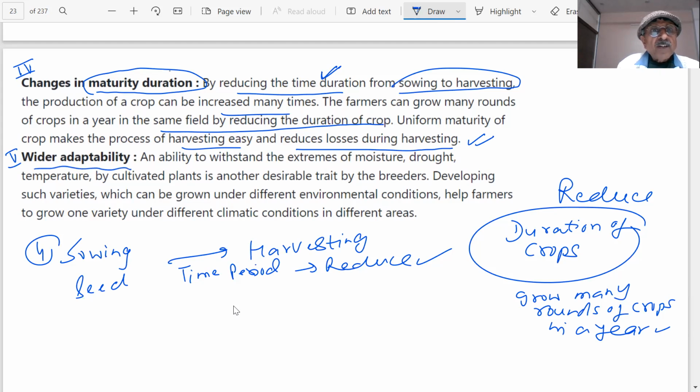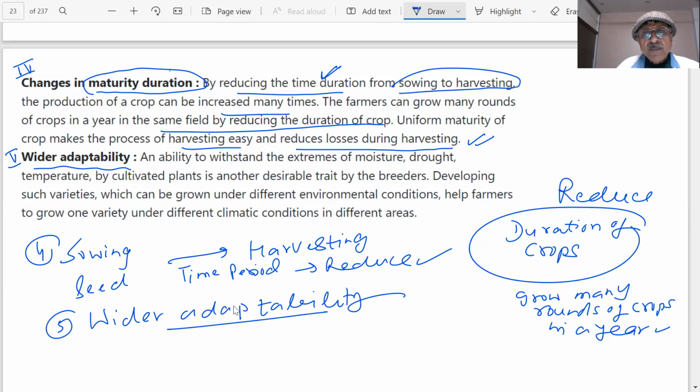Fifth point, we are saying wider adaptability. What do you mean by wider adaptability? What do you mean by adaptability, students? What is adaptability? Tell me.